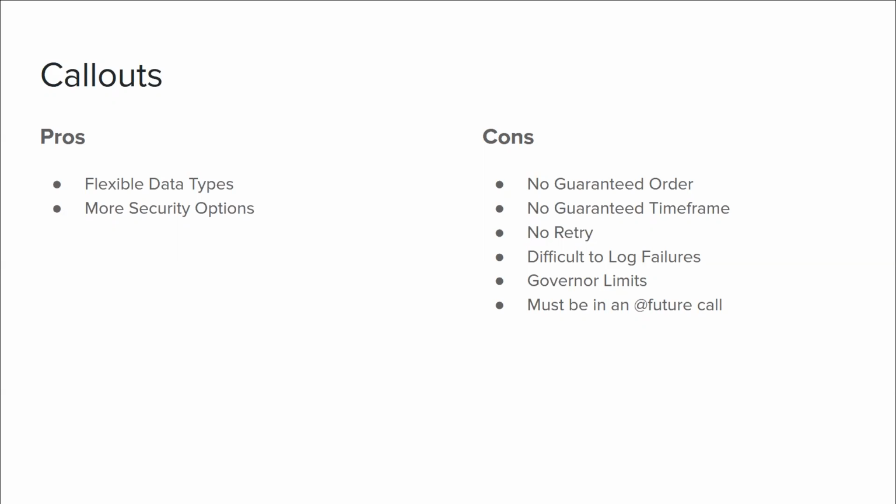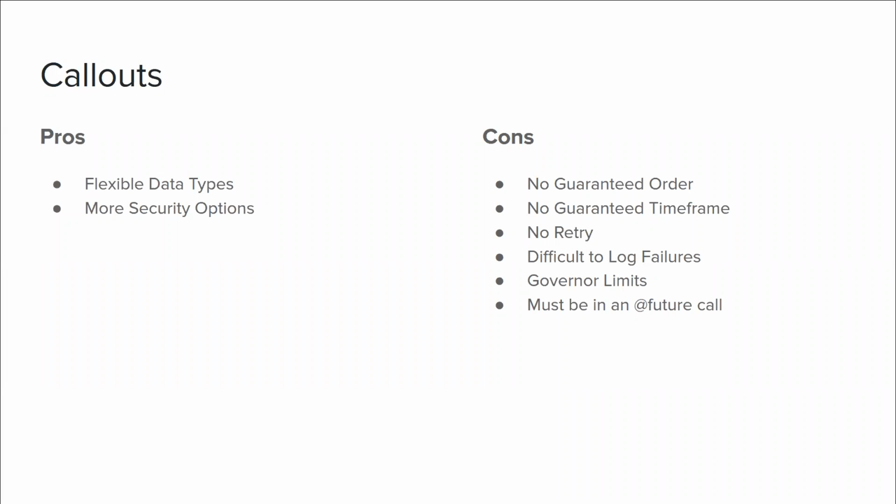Some of the cons are going to be similar to the outbound messaging. And these are no guaranteed order, no guaranteed time frame, and most importantly, no retry. There are some timeout settings that you can set, but if the endpoint is down, that message will just kind of disappear. And it is very difficult to log failures. Because this is happening in a future call, you can't present that to a user and say, hey, your message never got delivered.